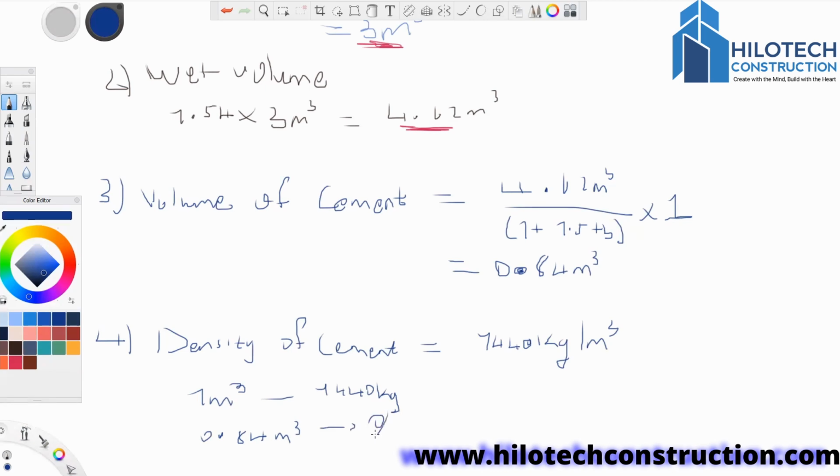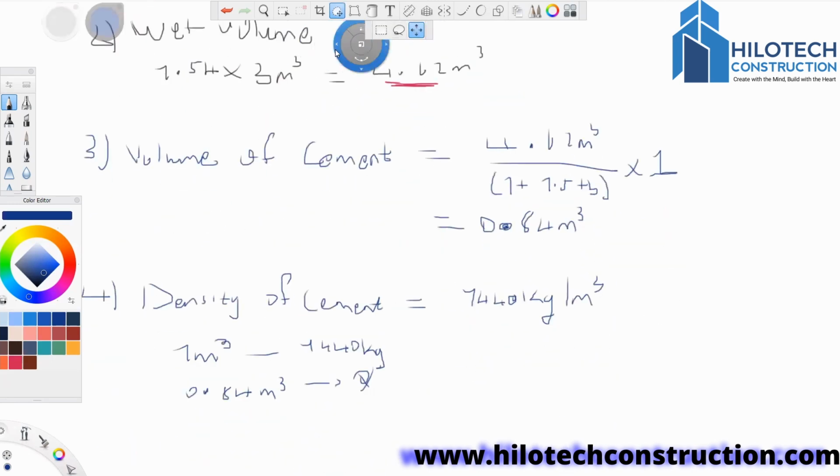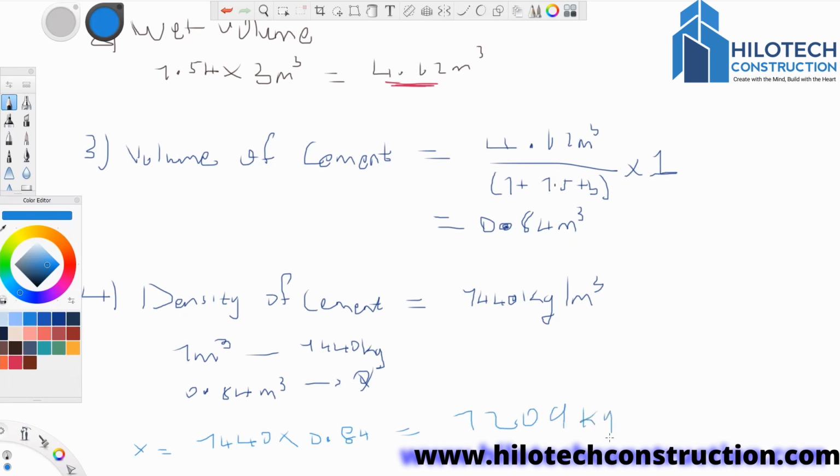So this is just cross multiplication. We have X, okay? So X, which is denoted now by the volume which we need in here, will be 1,440 multiplied by 0.84, and that gives us 1,209 kilograms. Okay, so how do we convert this now to number of bags of cement?